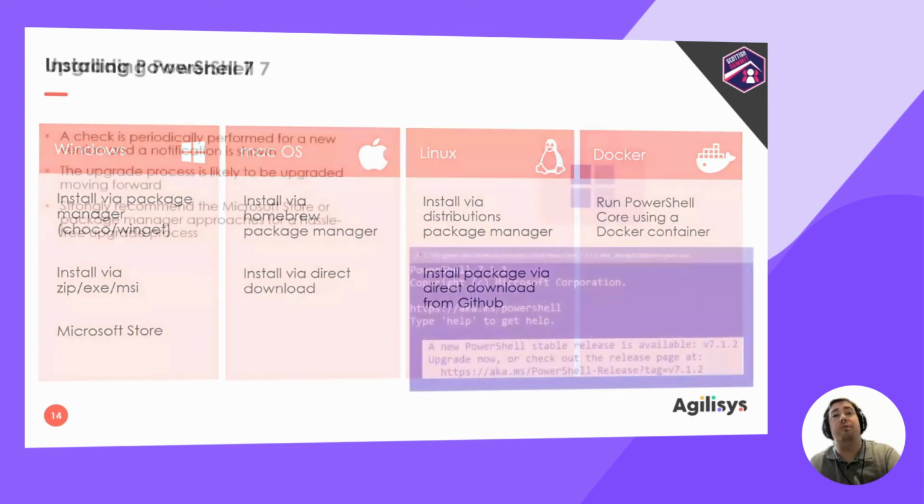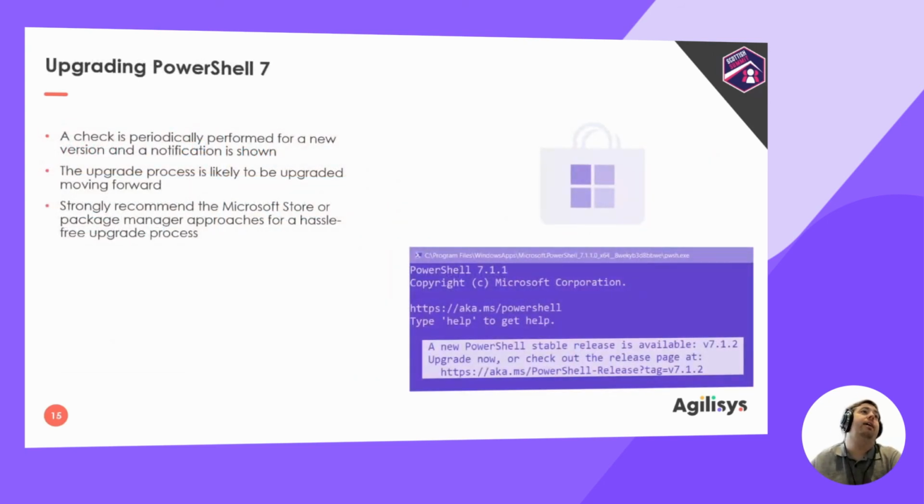I think one of the other nice features that PowerShell 7 has brought is that you're going to get a notification now that a new version of PowerShell is out there. So in the bottom right, you can see what this would look like, and it's basically letting you know this. I don't think any other version of PowerShell has come with this, but it's going to let you know now that there's a new version out there.